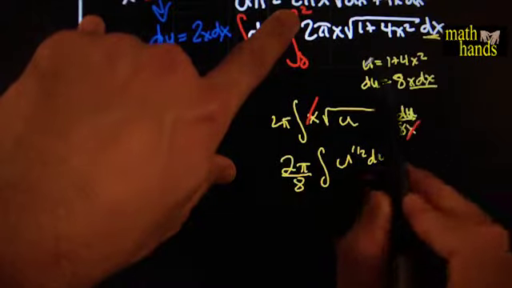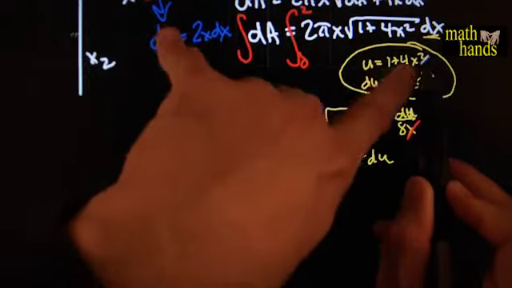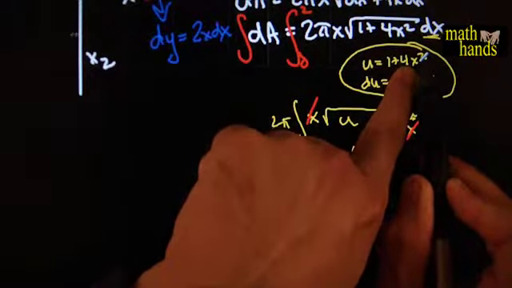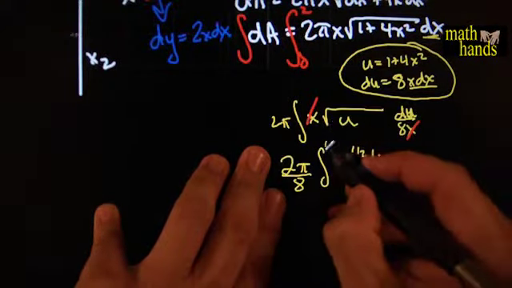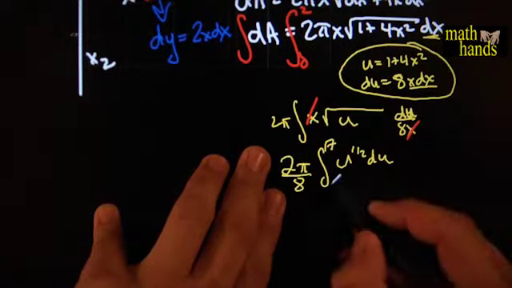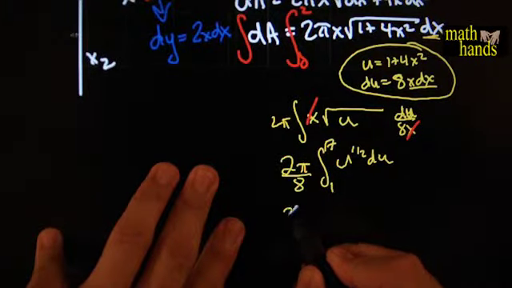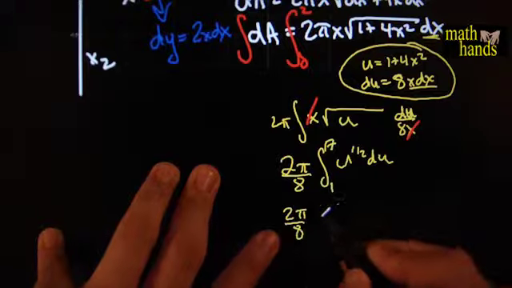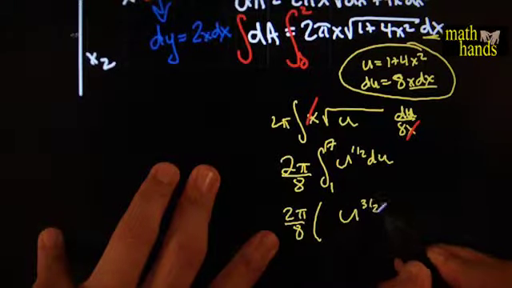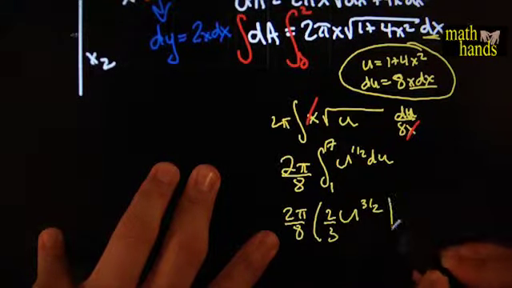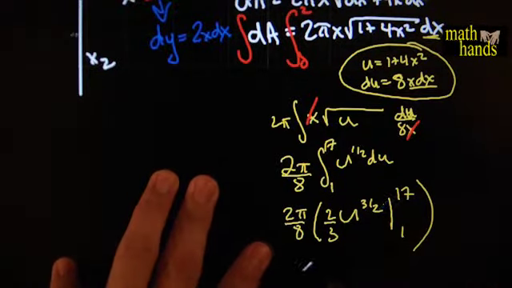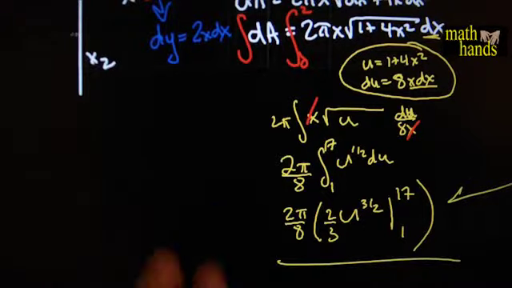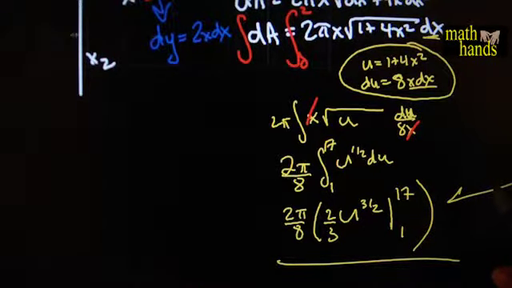When x is 2, I plug it into my dictionary. When x is 2, that becomes 2 times 2. It's 4 times 4 is 16, plus 1 is 17. And when x is 0, u is 1. So this becomes 2 pi over 8 u to the 3/2 times 2/3, going from 17 to 1. And then you would plug in the 17 and plug in the 1 and subtract it. And that's it. Racket. Our first non-trivial area.